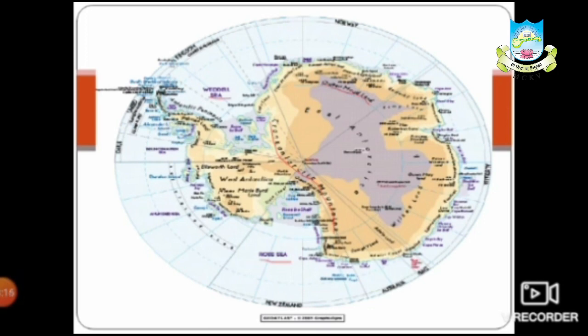Kirkpatrick, the highest point in the eastern part, is on this mountain range. Mount Sidley is the highest volcano here. Queen Maud Land and South Pole Plateau are the two plateaus located here. Lake Vostok is the largest lake amongst the 70 freshwater lakes that have been recently discovered.